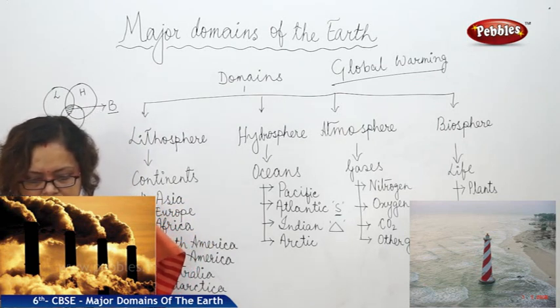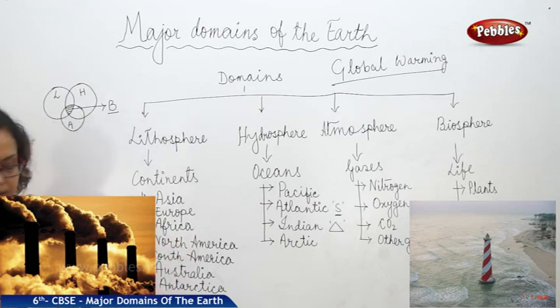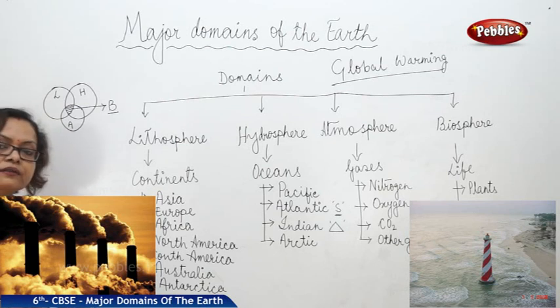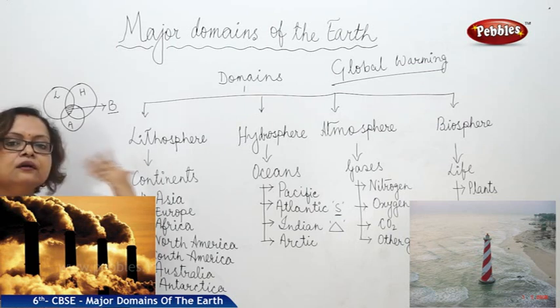Now the next question: which two continents are entirely in the southern hemisphere? They are South America and Australia. These two are entirely in the southern hemisphere. The rest of the continents, like Asia, Europe, part of Africa, North America, and Antarctica, and South America also, because the equator is passing through South America. So these five continents are all in the northern side.